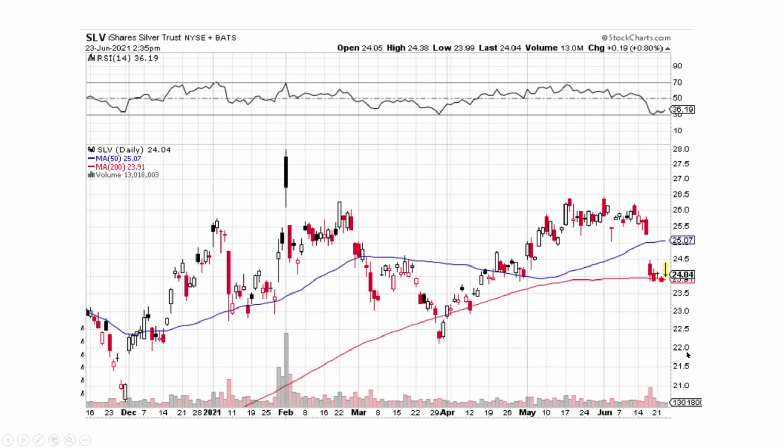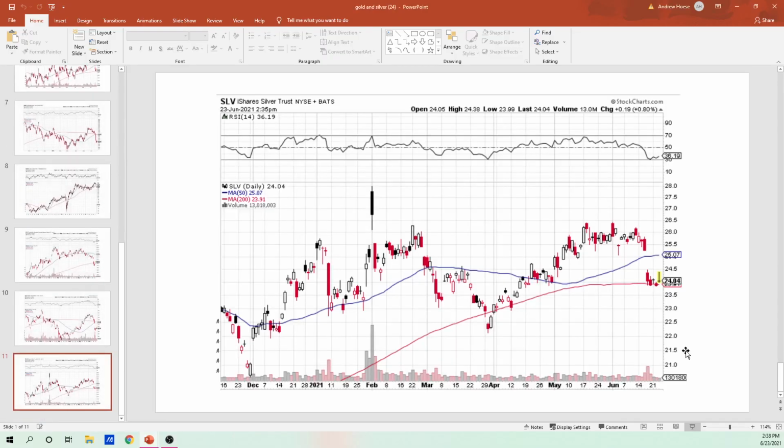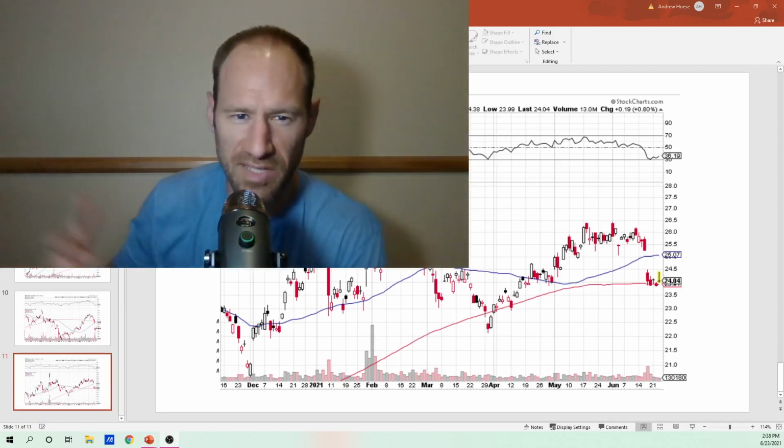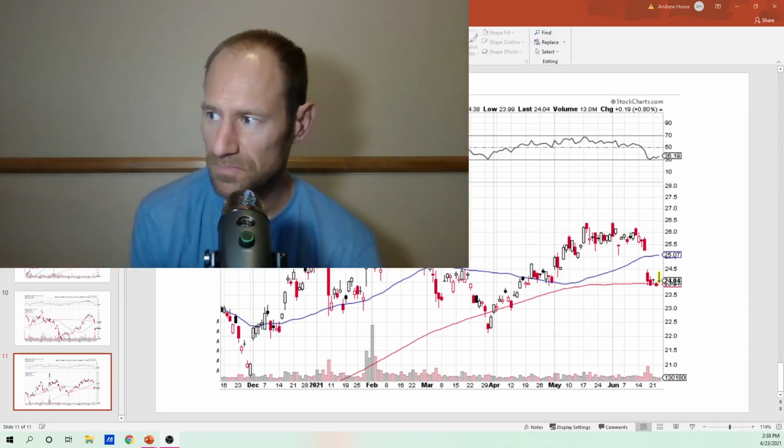Same thing with SLV. So I'm seeing this across all of the patterns. I didn't go into the individual companies. I didn't think it was worthwhile because they're all exhibiting the same patterns. All these are the same pattern.